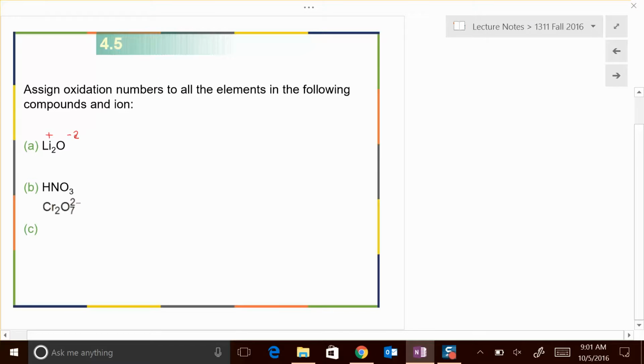Okay. Let's go here. What is the oxidation number of oxygen in HNO3? -2. But there are 3 of them, so overall, the oxidation state for the oxygens, all 3 of them, would be -6. Okay? What is the oxidation number of hydrogen?